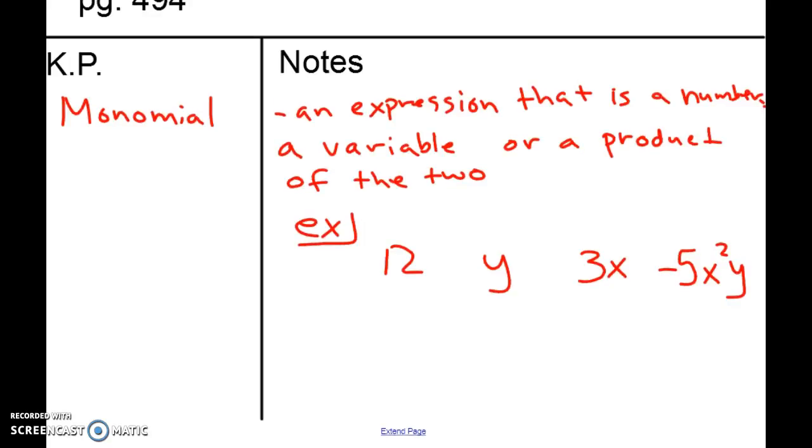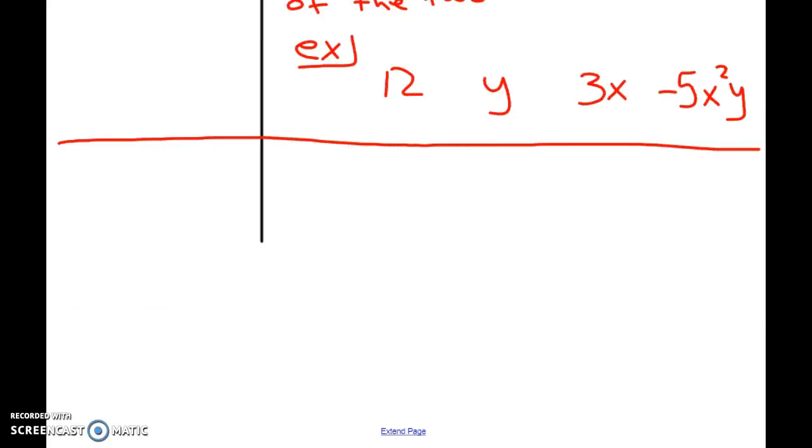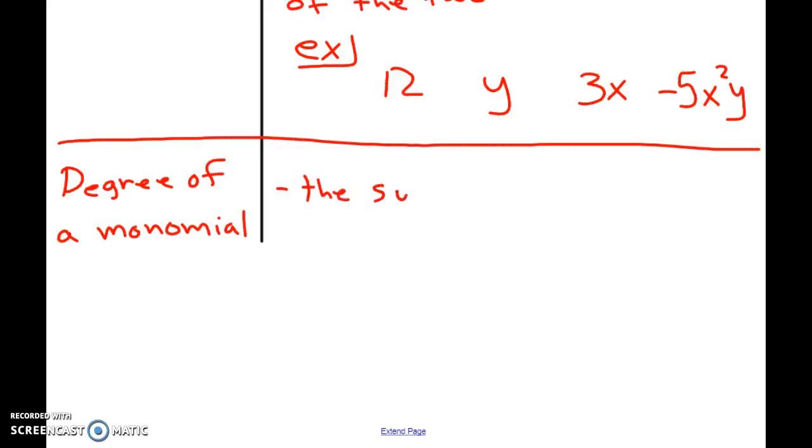So moving on, we are going to go rather fast, so please pause the video if you ever need more time. This is degree. We're going to talk about the degree of a monomial. The degree of a monomial is the sum of the exponents of the variables, obviously.